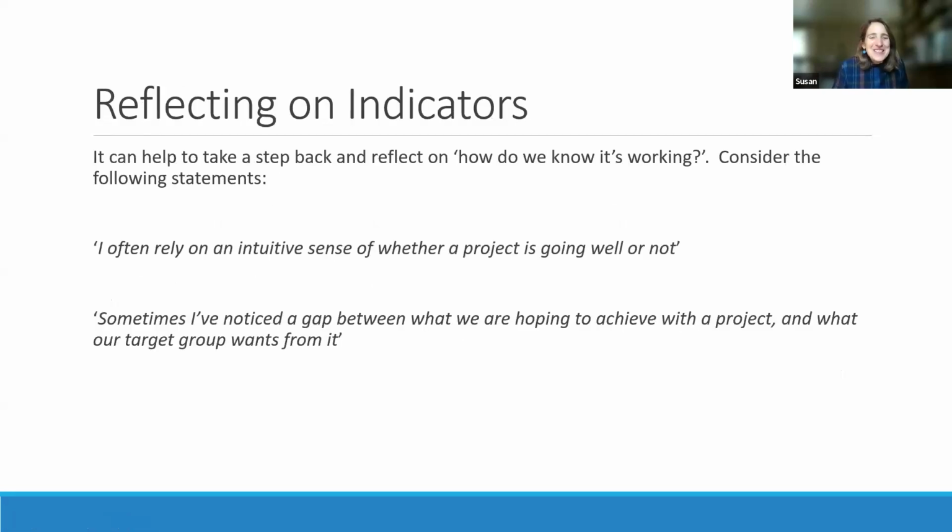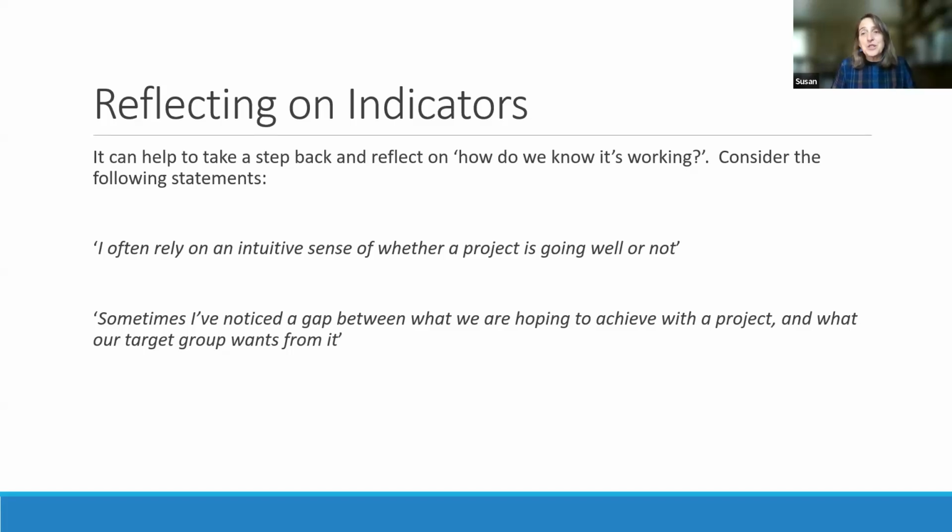Okay, yeah, and maybe Elaine and I could talk about some of these quotes, because I think they're really worth thinking about when you're trying to draft your indicators. The first one is, I often rely on an intuitive sense of whether a project is going well or not. And that's something we heard a lot from people when RFs were first introduced into DevEd. They'd be like, we don't want to measure it with indicators, we know if it's going well. But what I would say is definitely think about that intuitive sense and then think, how can I manifest that in something that I can write down and can measure in some way?